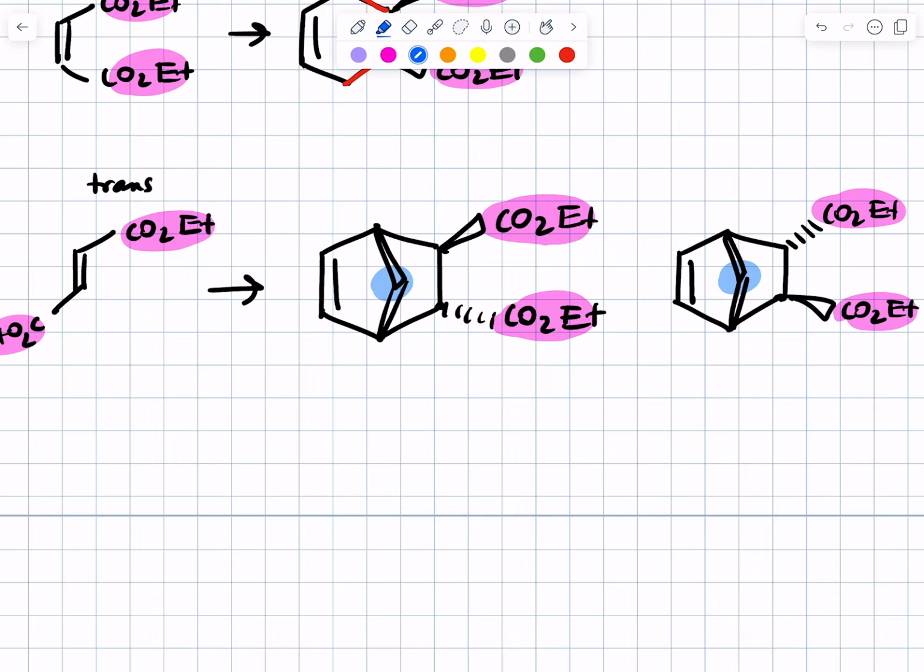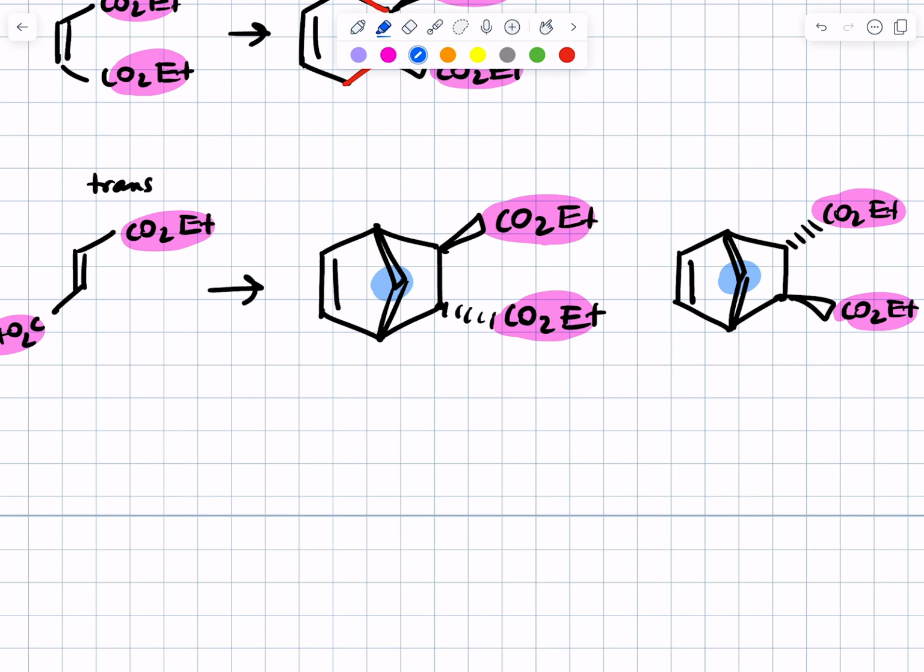Yes? Does that include when one of the groups is maybe heavier than the other? Now, what if one of the groups is heavier than another? Could you establish some sort of priority system and decide which one to talk about and therefore get endo versus exo? You could, but we won't care.